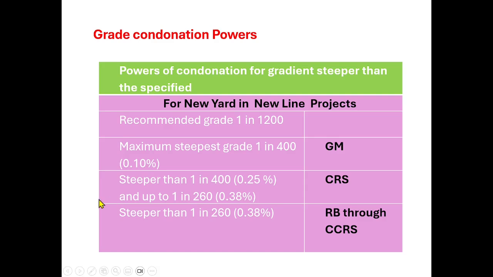This is only for exceptional cases due to various site conditions and constraints. Normally, preferably, we must ensure the grade in a station yard should be 1 in 1200, and if at all, 1 in 400 only. This is something about the continuation of gradient.